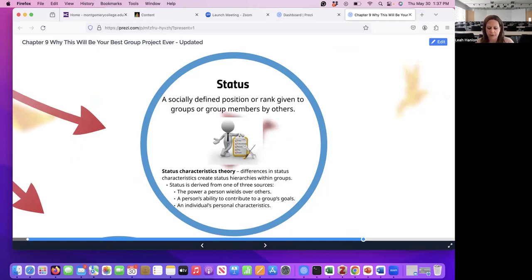A person's ability to contribute to a group's goal is another way that status is derived. And the individual's personal characteristics. So for example, valued attributes like money, intelligence, good looks, and friendly personality.